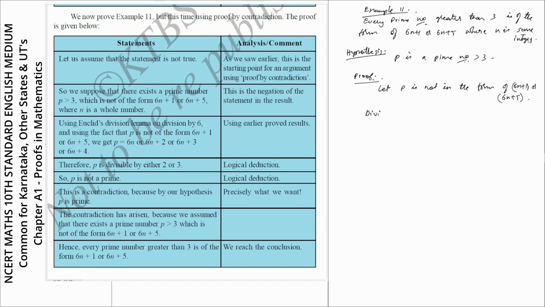Now I'll divide P by 6. If I divide P by 6, I'll get remainder 0, 1, 2, 3, 4 or 5 only. Let the quotient be n. Therefore P is equal to 6n, or 6n plus 1, or 6n plus 2, or 6n plus 3, or 6n plus 4, or 6n plus 5. This is according to Euclid's division lemma.